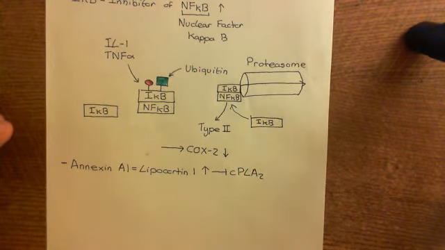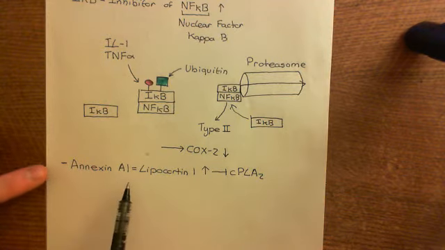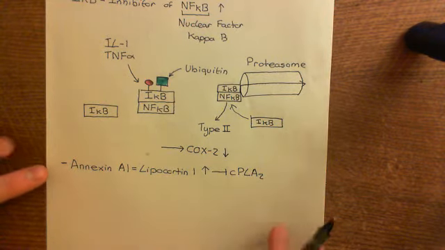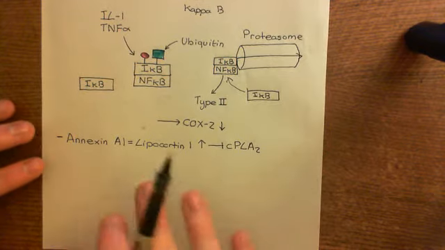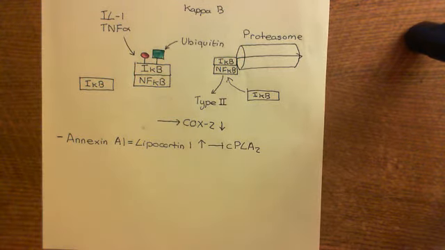Okay, so these two block type 2 activation, and we've also seen annexin A1/lipocortin 1, which blocks type 1 activation, or at least a component of type 1 activation. It doesn't fully block type 1 activation because there are other components of type 1 activation, but it blocks at least one of these components, which is the production of prostacyclin.